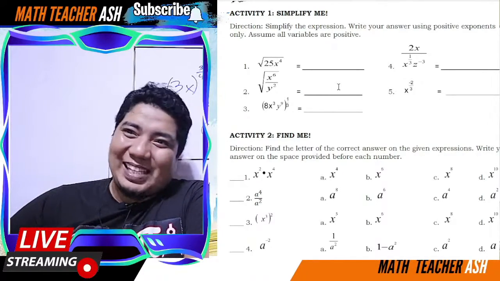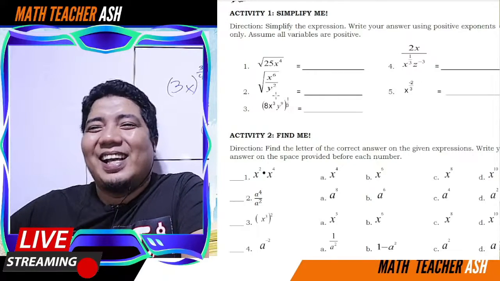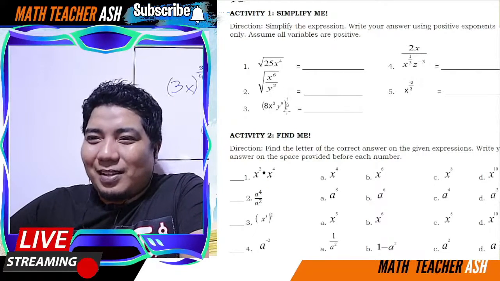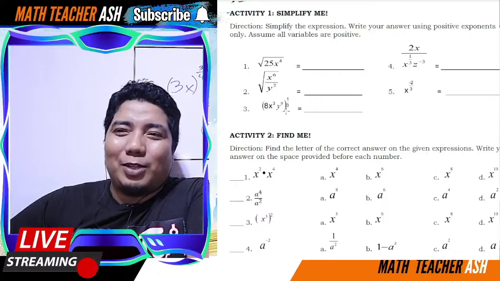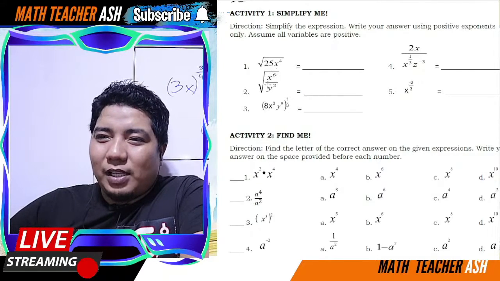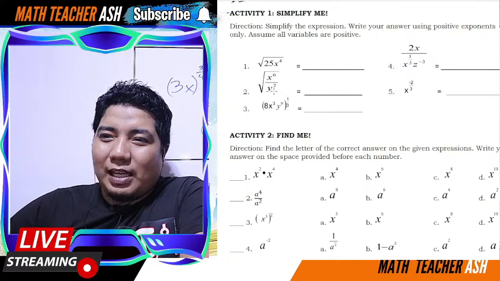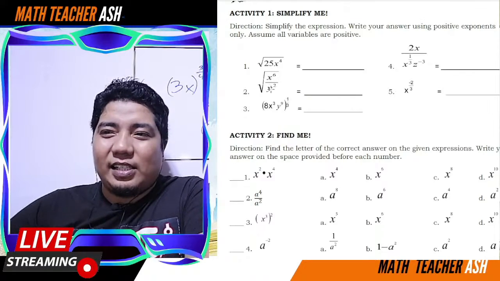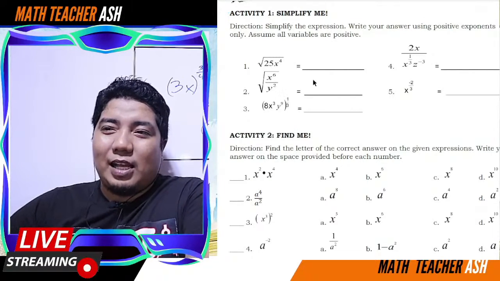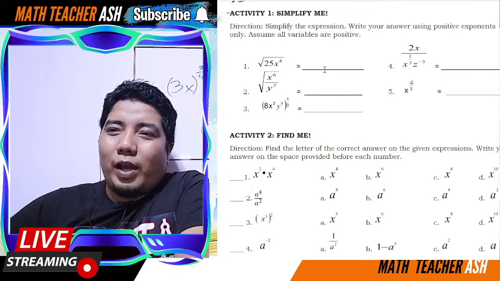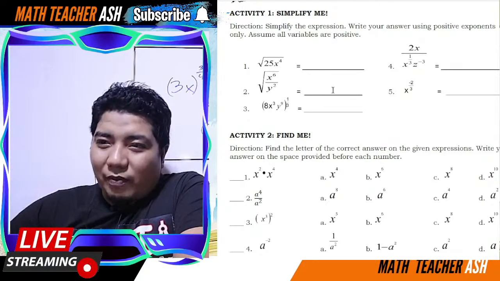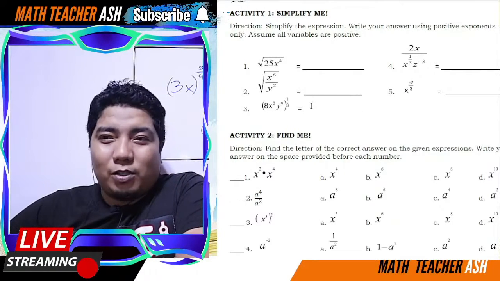Okay, so depende sa kanila paano nila ipapakita yon. Now, we have here square root of x to the power of 6 over y to the power of n. X to the power of 6 over y to the power of n, pwede ba silang i-divide? Hindi, kasi hindi sila pareho ng letter. However, pwede silang i-separate. Square root of x to the 6 divided by square root of y squared.